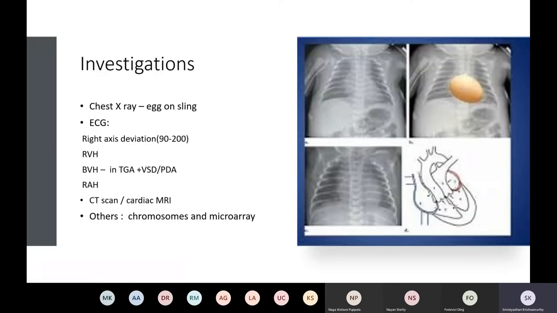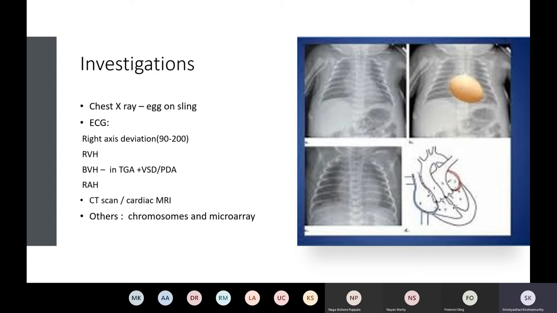So investigations-wise, how are we going to investigate these children? I'm going to stick strictly to the cardiac investigations. The echocardiography is the standard initial investigation that helps us prove it one way or the other. But I'll come to that later because I've got lots of pictures to show.